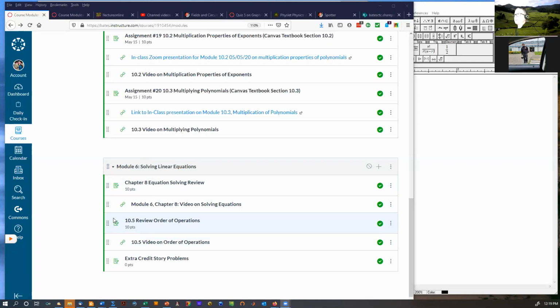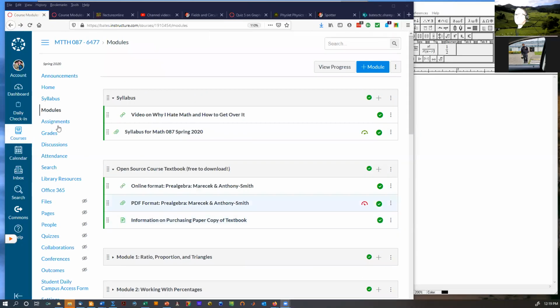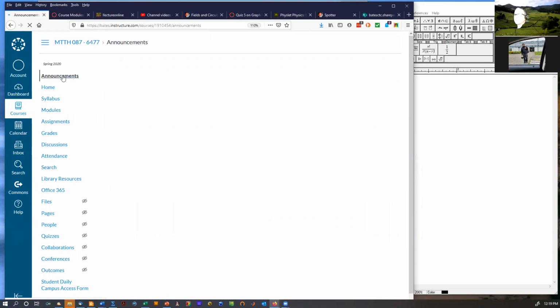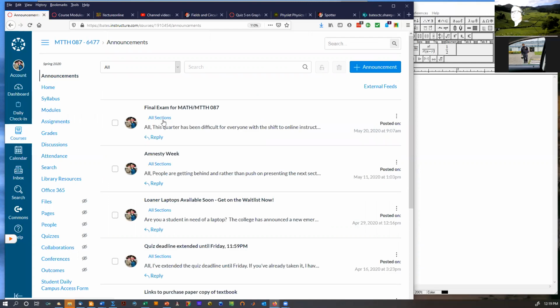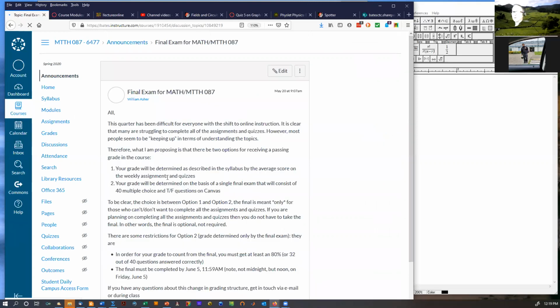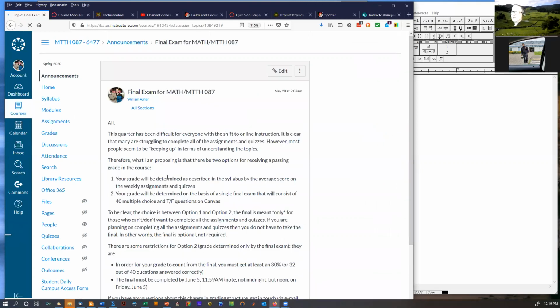The other thing I did, I don't have it written up yet. This is for math, for MTTH, but they're the same. The Canvas shells are the same between the two courses. So there's an announcement in Canvas, and I'm not going to read it. You can go through and read it for yourself, unless you don't have access to Canvas, which would be a problem.